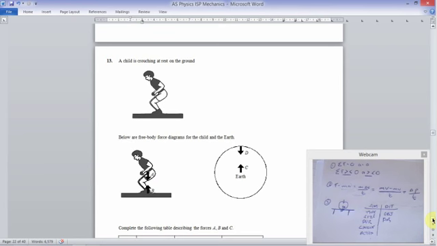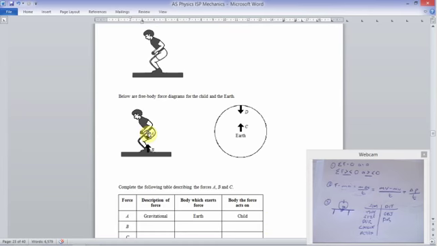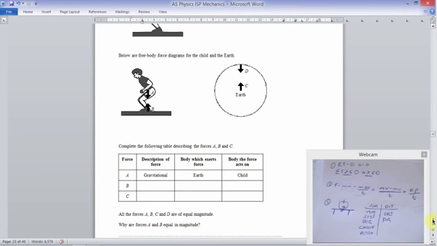Child is crouching at rest on the ground. Okay, so you've got some forces acting on the child. So A is acting from the child onto the ground. B is acting from the ground onto the child. D is acting onto the earth, and C is acting onto the child. Okay, so complete the following table describing forces A, B, and C. So A is the gravitational force of the earth on the child, so C must be the gravitational force of the child on the earth. Okay, so it's from the other body, it's acting on a different body, and you can see that it's acting in a different direction. So A and C are pairing up, so that means B and D must be pairing up. Okay, so we're talking about contact forces there for B and D. So B is a contact force from the earth onto the child.